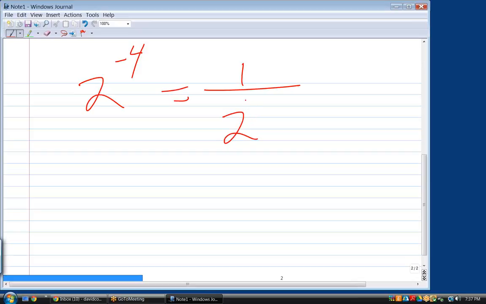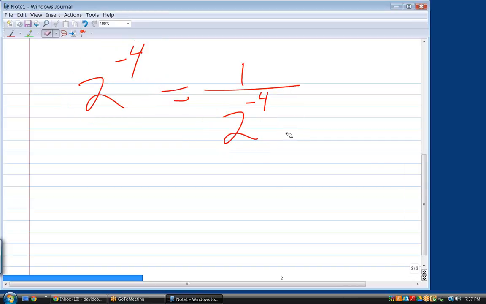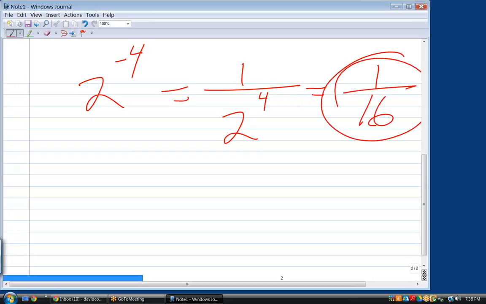No. In other words, that can't be. Notice that that's impossible because that is the same as that. Once we put it in the denominator, it's got to have a different sign. That's the truth right there. 2 to the negative 4 power is the same as 1 over 2 to the positive 4 power. Okay, what's 2 to the 4th power? 16. There's your answer.